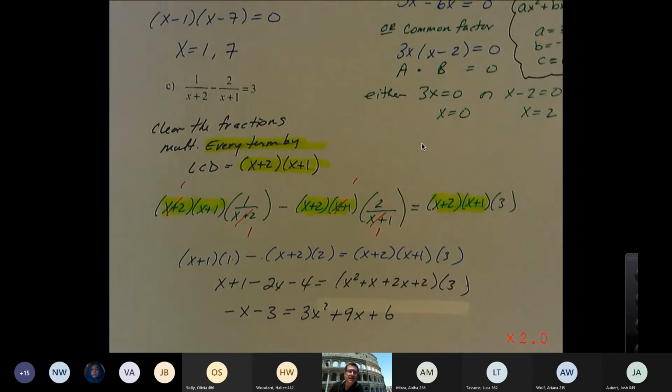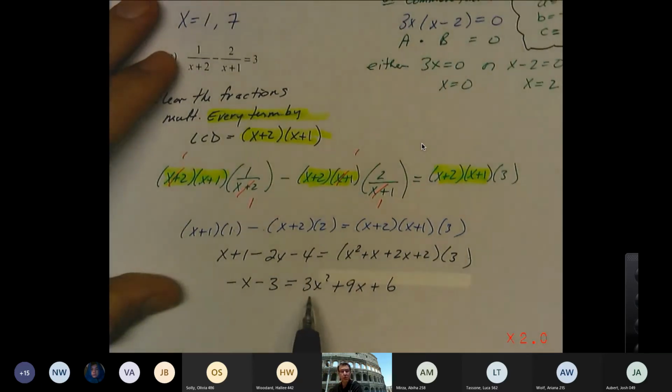You want to put it in standard form, which means you want the x squared to be positive, and it is. So leave it there. Don't move it over to the other side. Let's move everything else over here. So I'm going to get 0 equals 3x squared plus 9x plus another x is going to be 10x, and 6 plus 3 is going to be 9.